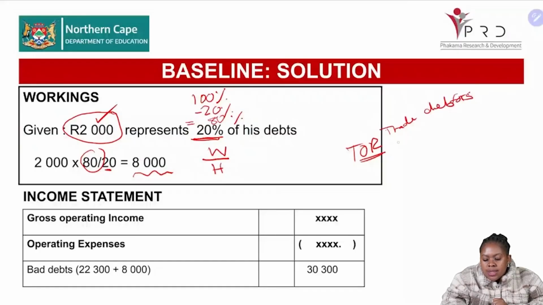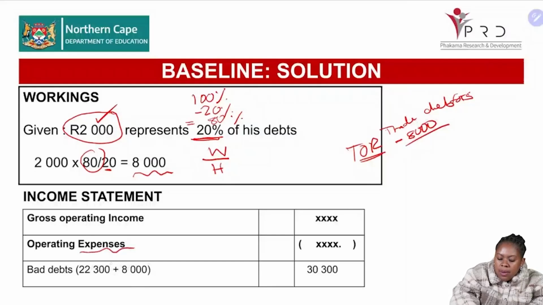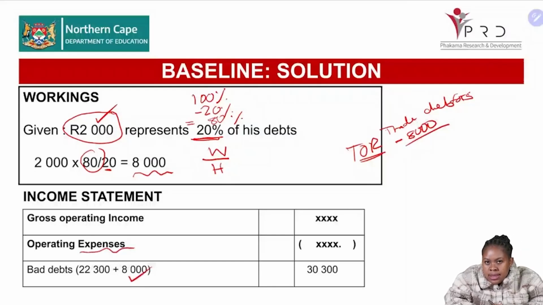And then you are going to subtract the 8,000. Now we are fine, because we can't expect that money anymore. And then the other account that it's affecting is the bad debt. We are taking the 8,000 from the debtor's control and we are putting it in our income statement under expenses, and our bad debt is increasing.